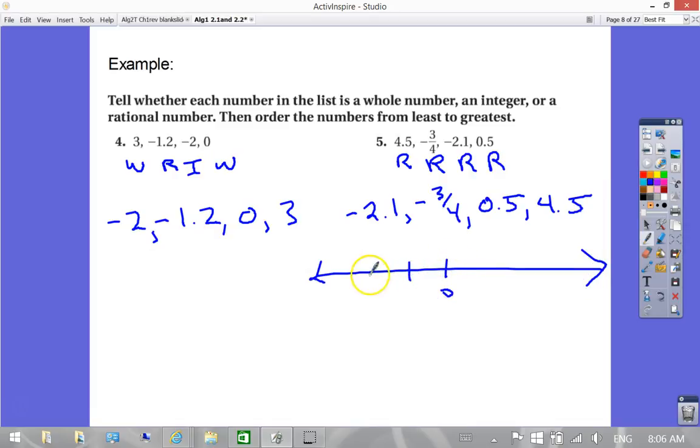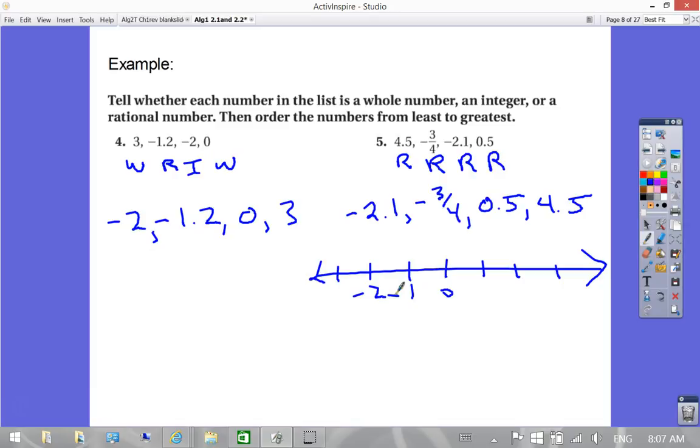If you're not sure, negative 3/4, in between which two integers does that fall? Right, it's negative, so the question would be, is it between negative 2 and negative 1, or negative 1 and 0? So positive 3/4 would be between 0 and 1. Negative 3/4 would be exactly the opposite.